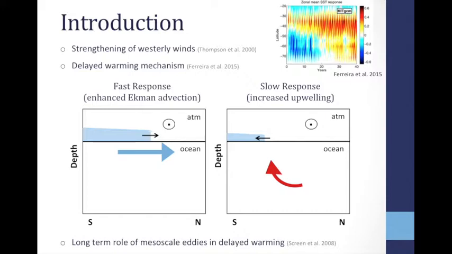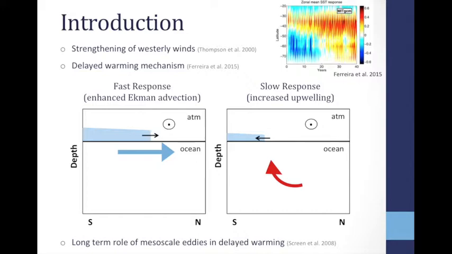This means that the surface ocean diverges away from the pole, which causes cooling farther away from the continent and more sea ice. The slow but persisting response is a decrease in sea ice caused by upwelling of warmer water from the depth. Mesoscale eddies have been found to be responsible for the long-term effect of delayed warming.